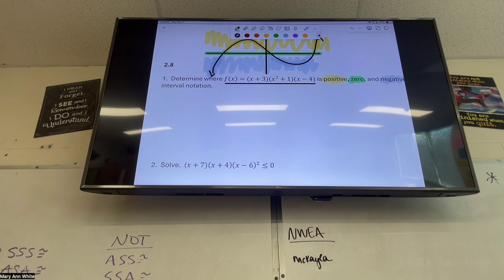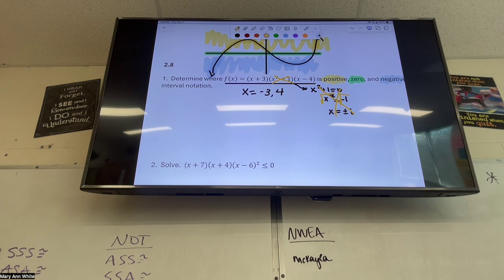Can you tell me what my zeros are here? Negative 3 and 4. I like negative 3, I like 4, I don't like the other factor. If I were to set that factor equal to 0, it would be x squared equals negative 1. And what happens when I square root negative 1? I. Can I graph i anywhere on my graph? No. So we can pretend that that one just doesn't exist. It doesn't affect my zeros. However, I do need to use it to tell me end behavior.